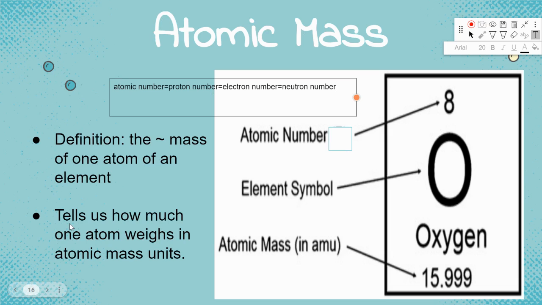So again, the atomic mass just tells us how much one atom weighs in atomic mass units. It's so small, we can't measure it in grams, we can't measure it in ounces, we can't measure it in pounds. So we have to make up our own unit to measure this in, and that is AMU, atomic mass unit. In this case, oxygen has an atomic mass of 15.999, or you can round it up to 16, right? 16 AMUs, atomic mass units.